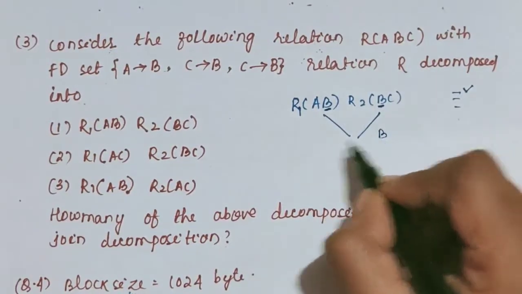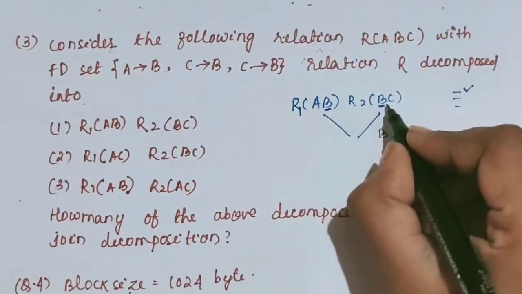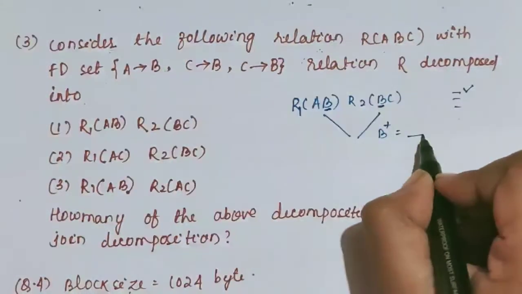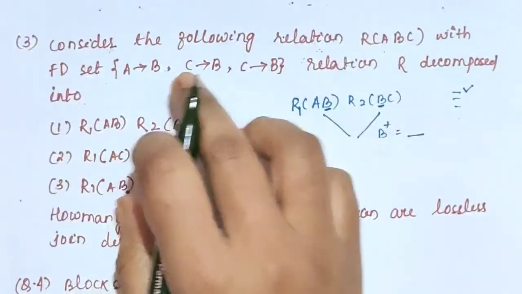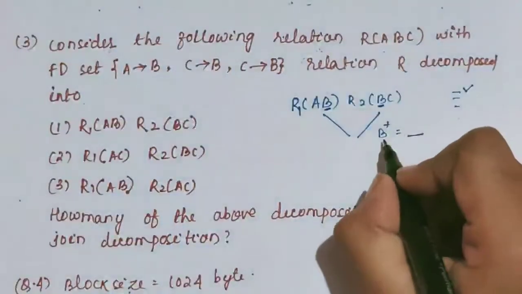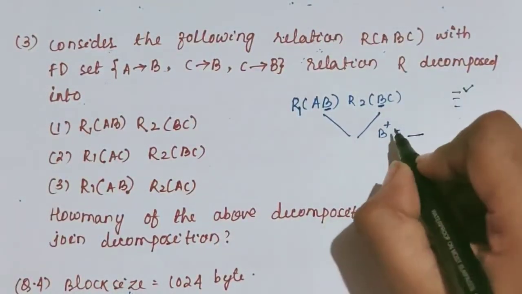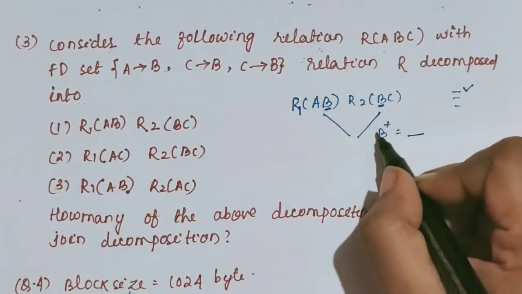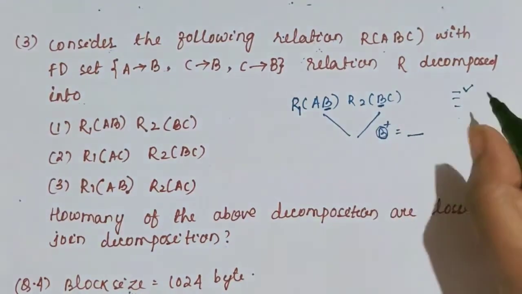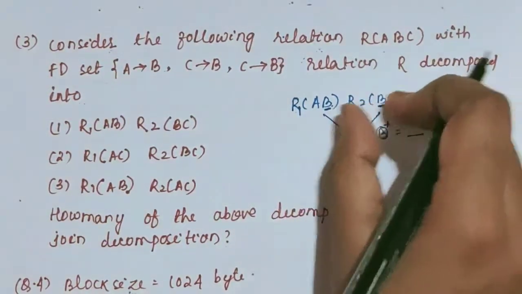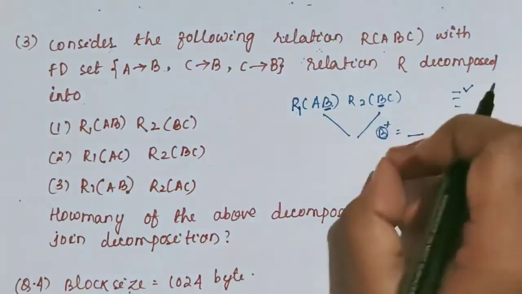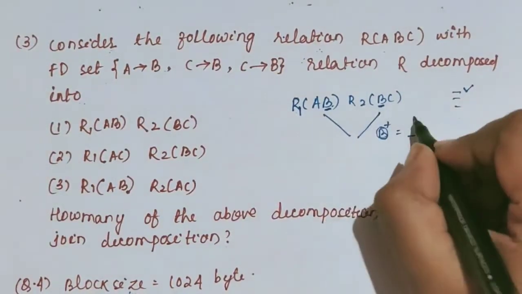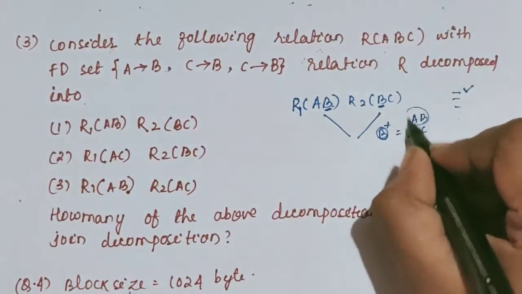If you are getting B, here the common variable is B. If you are finding B plus, then from B we can't get anything. See, from A we can get B, from C to B, but from B we are not getting anything. So the second rule is the common variable, the common field should be a super key for any of the given relations or tables. If we are finding closure, then either AB or BC we should get.